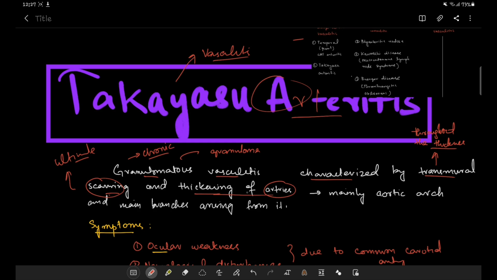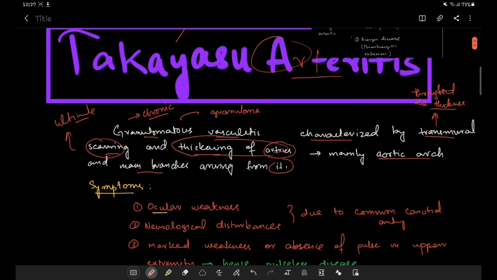and there is a thickening of the arteries due to intimal hyperplasia. We will see later. क्या होता है इसमें? ट्रांसम्यूरल स्कारिंग होती है और आर्टरीज की थिकनिंग होती है। And it involves mainly the aortic arch and the main branches arising from it. तो इसमें क्या होता है? Mainly involve aortic arch or the main branches which arise from it.